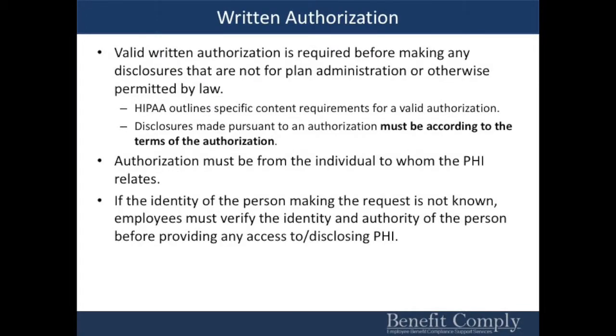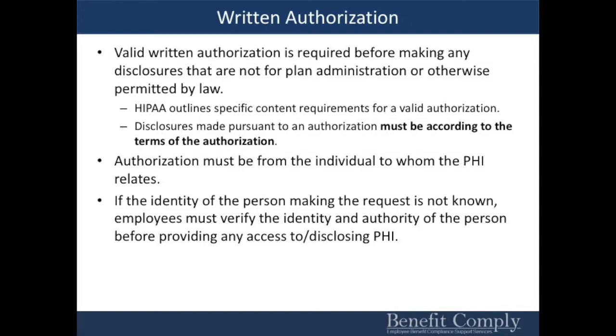So what happens when a plan sponsor wants to access, use, or make a disclosure of PHI for purposes that aren't considered TPO and that aren't otherwise specifically allowed for in the law? For example, making a disclosure about an adult to a family member, or using PHI for an employment-related function like FMLA administration. If the use and disclosure isn't otherwise permitted or required by law, then it's necessary to get written authorization from the individual who's the subject of the PHI first.